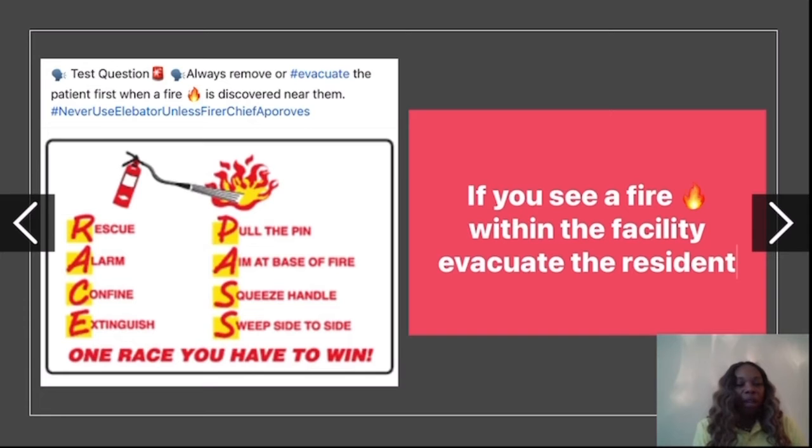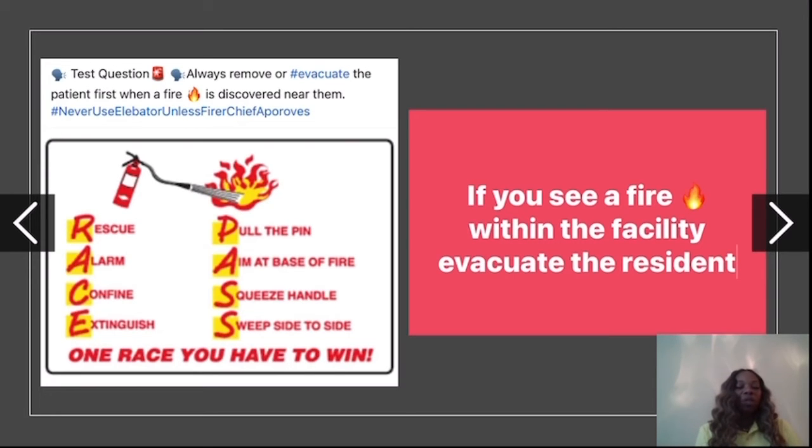Always remove or evacuate the patient first when a fire is discovered near them. Then you want to sound the alarm. Then confine the fire. You want to close the doors. And then if you have an extinguisher present, you want to extinguish the fire, starting at the base of the fire. So once again, the acronym is RACE.